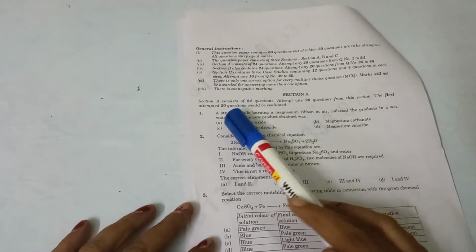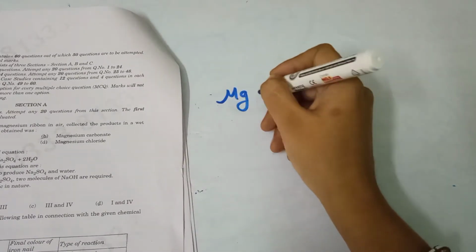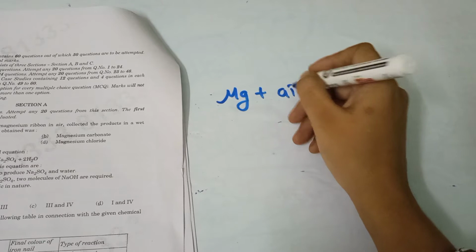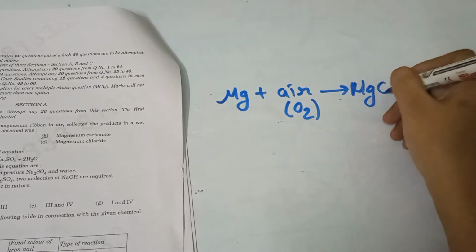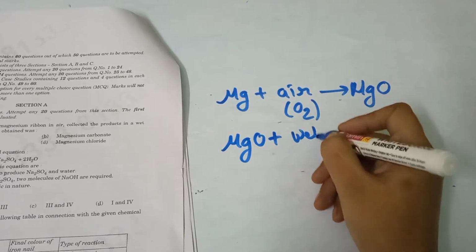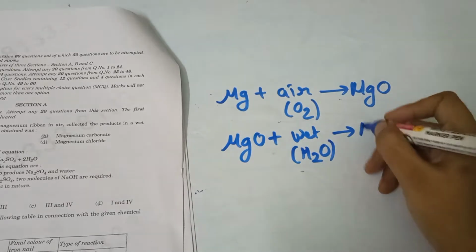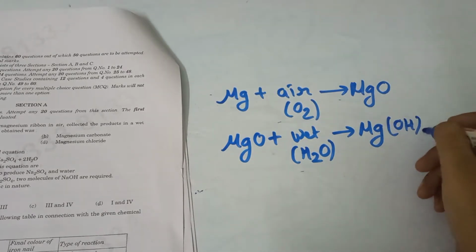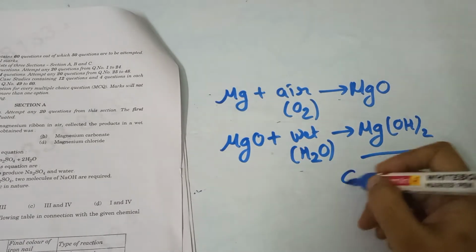So the first question is: a student, while burning a magnesium ribbon in air, collected the product in a watch glass. The new product obtained was? Magnesium is burning in air, that means O2, so we get magnesium oxide. Then this magnesium oxide is collected in a watch glass, that means H2O. The product is Mg(OH)2, so magnesium hydroxide. C is the right option.